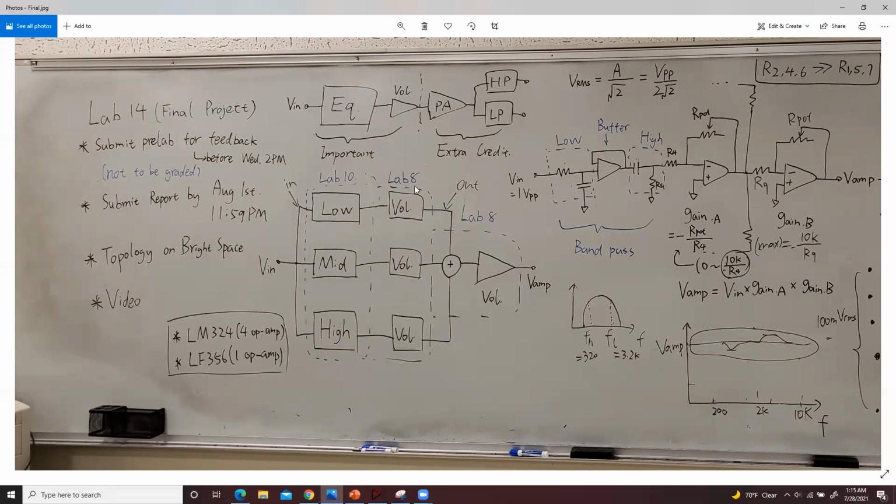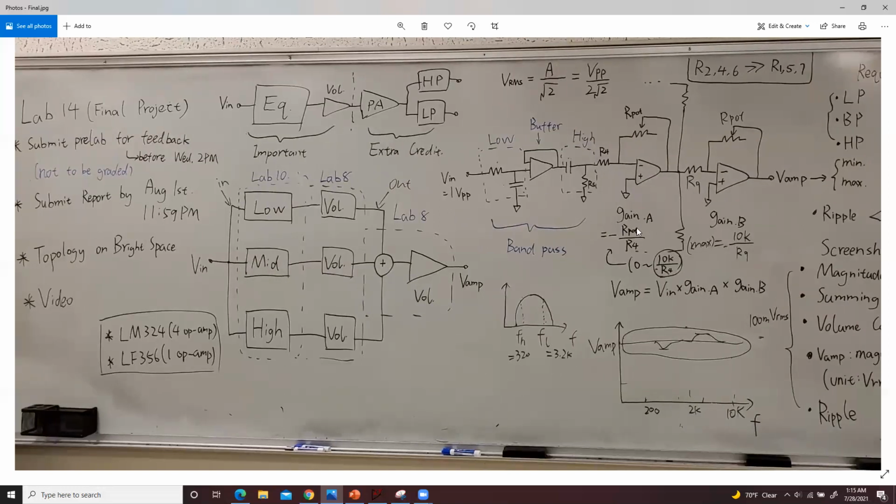And for the information for each part, you already learned this in the previous labs. For example, the filter you learned in Lab 10. The amplifier you learned in Lab 8. Okay, so basically the final project is just a combination of the previous labs. You use what you learned in previous labs and you use it in the final project.